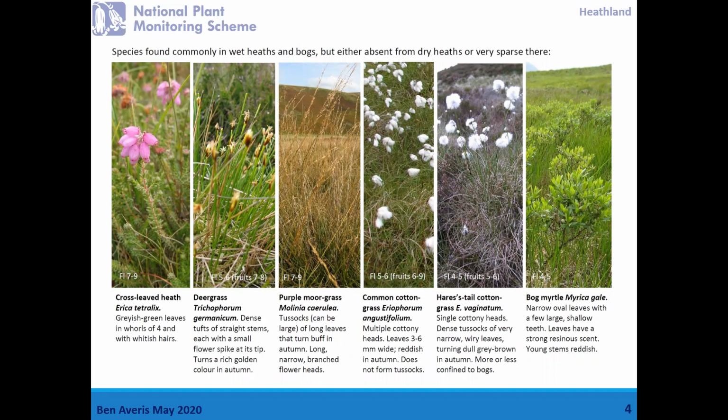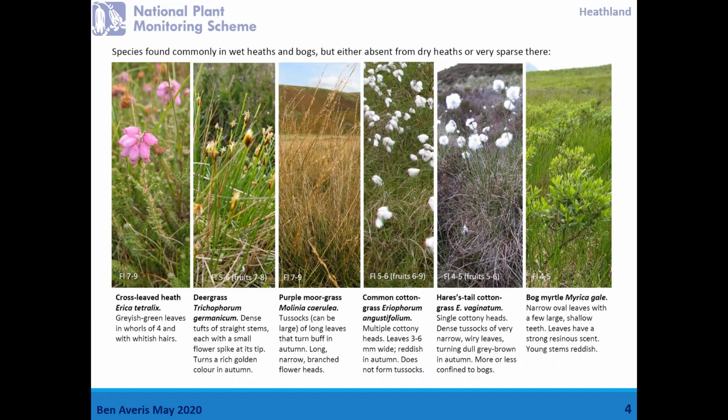Very distinctive plant. Cotton grasses are two species: common cotton grass with multiple dangling white cottony heads, dangling down on one side, and hare's-tail cotton grass with a single upright cottony head. Hare's-tail cotton grass has wiry leaves and a big dense tuft. Common cotton grass has broader leaves ending in a long sharp thickened point. Quite distinctive plants. And bog myrtle on the right is like a little willow. It's got slightly willowy leaves, and if you crush them they have a beautiful resinous smell, and the twigs are rather reddish. So all of those are plants that we find in wet heaths and in bogs.